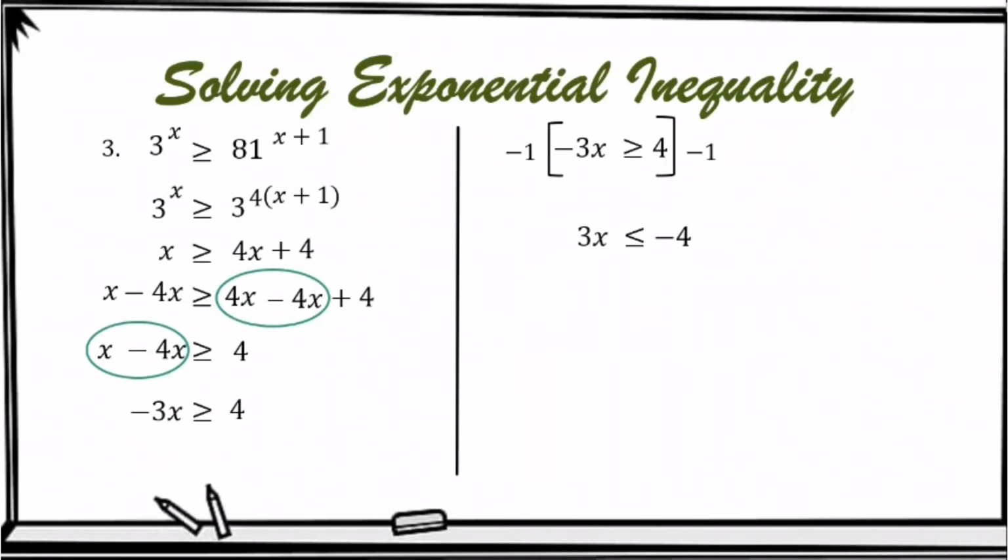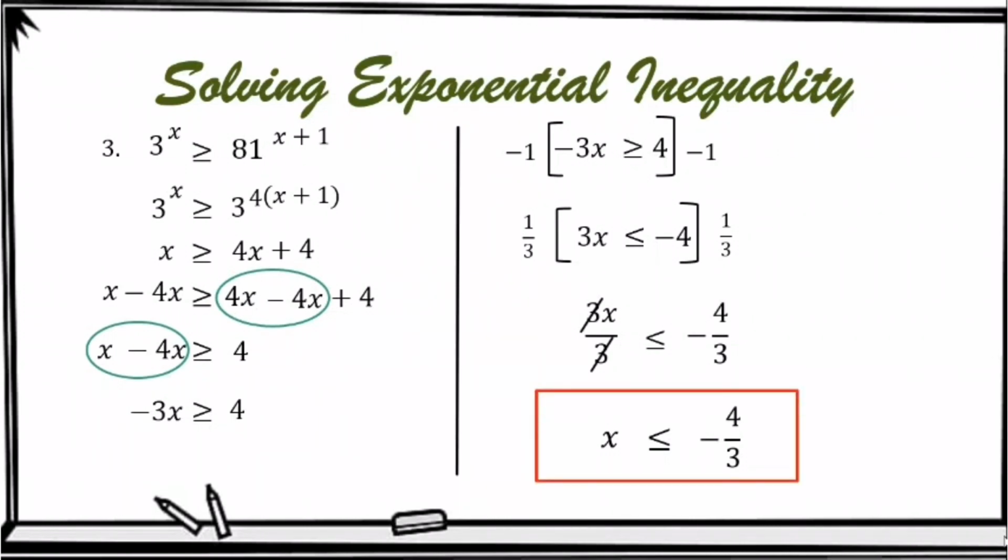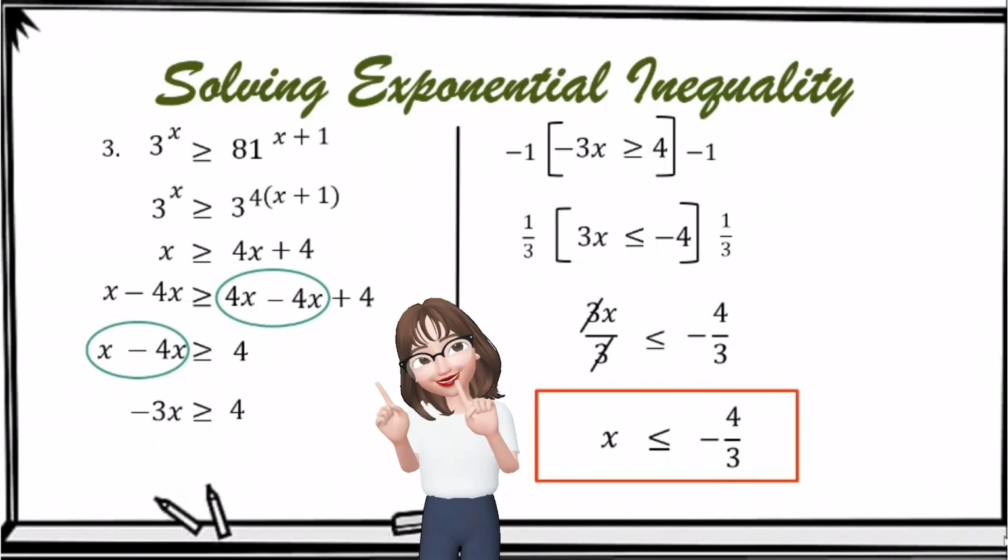Why do we flip the sign? Because we multiplied both sides by a negative. Next, to find the value of the variable x, multiply both sides by the reciprocal of 3. So we have 1 over 3 times the quantity of 3x less than or equal to negative 4 times 1 over 3. So we have 3x over 3 less than or equal to negative 4 over 3. On the left side, simplify 3x over 3. That will be x less than or equal to negative 4 over 3. Since we have the value for x, therefore the answer is x less than or equal to negative 4 over 3.